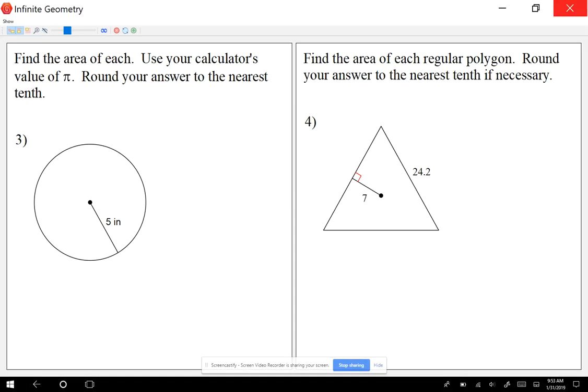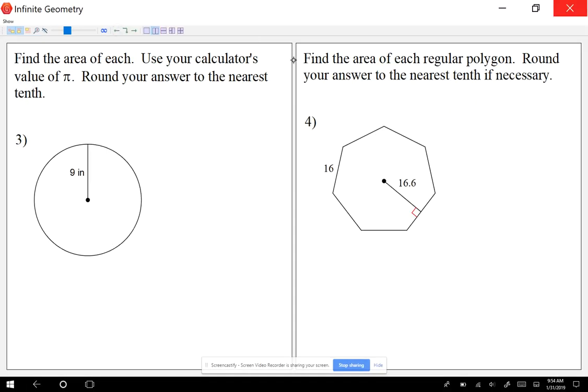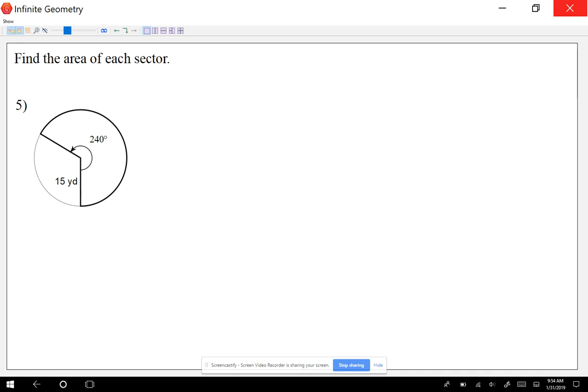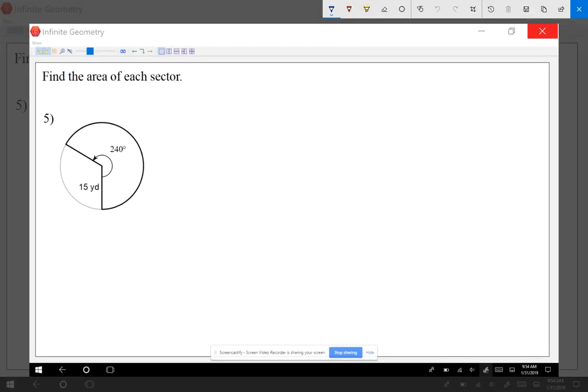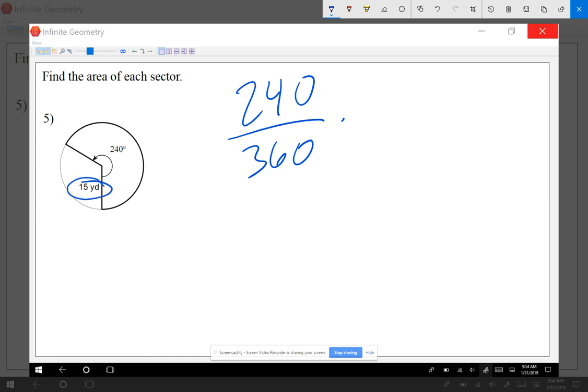All right, now my last question I'm going to work is what we saw yesterday, the area of a sector. So first up, I need to see how much of the circle I have. And I'm going to say I have 240 out of 360. And I'm going to multiply this by the area of the circle. The radius is 15.